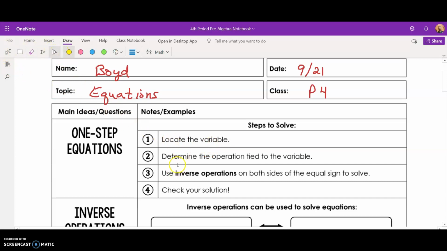Okay, so the next thing we want to do is look at the steps to solving an equation. Step 1 is to locate the variable. Step 2, determine the operation tied to the variable. Now this is important. You want to determine the operation tied to the variable. Then we want to use inverse operations on both sides. And then last we'll check our solution.